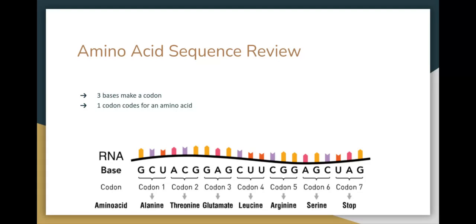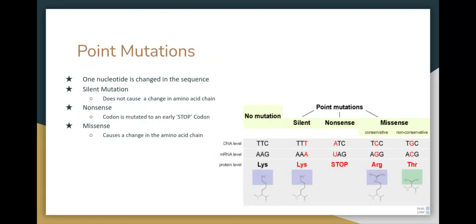But what happens if something happens to one of those bases? What if it changes or it gets taken out? Well, we're going to cover that in just a few minutes. So our first mutation type is going to be point mutations. That's where one nucleotide is changed in the sequence. And there's a few different types.